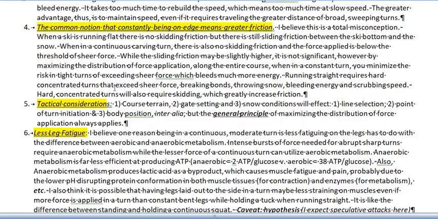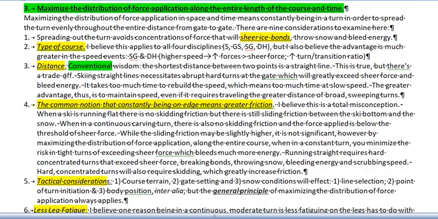All right. So let's take a look at this. Let's examine this. Now, maximizing the distribution of force application in space and time means constantly being in a turn, in order to spread the turn evenly throughout the entire distance from gate to gate. Now, there are 9 considerations to examine here. Well, the first is obvious, right? Spreading out the turn avoids concentrations of force that will exceed shear of ice bonds, and you throw snow and bleed energy, right? So you stay below that.